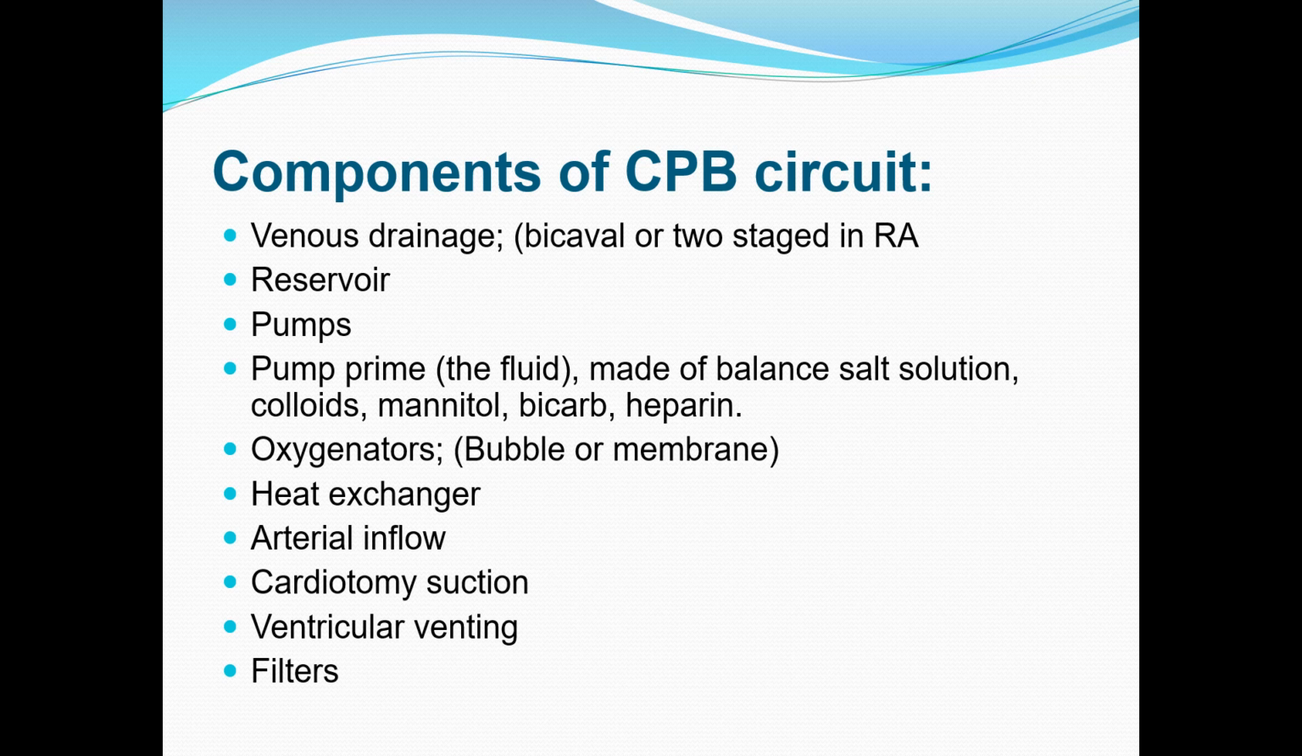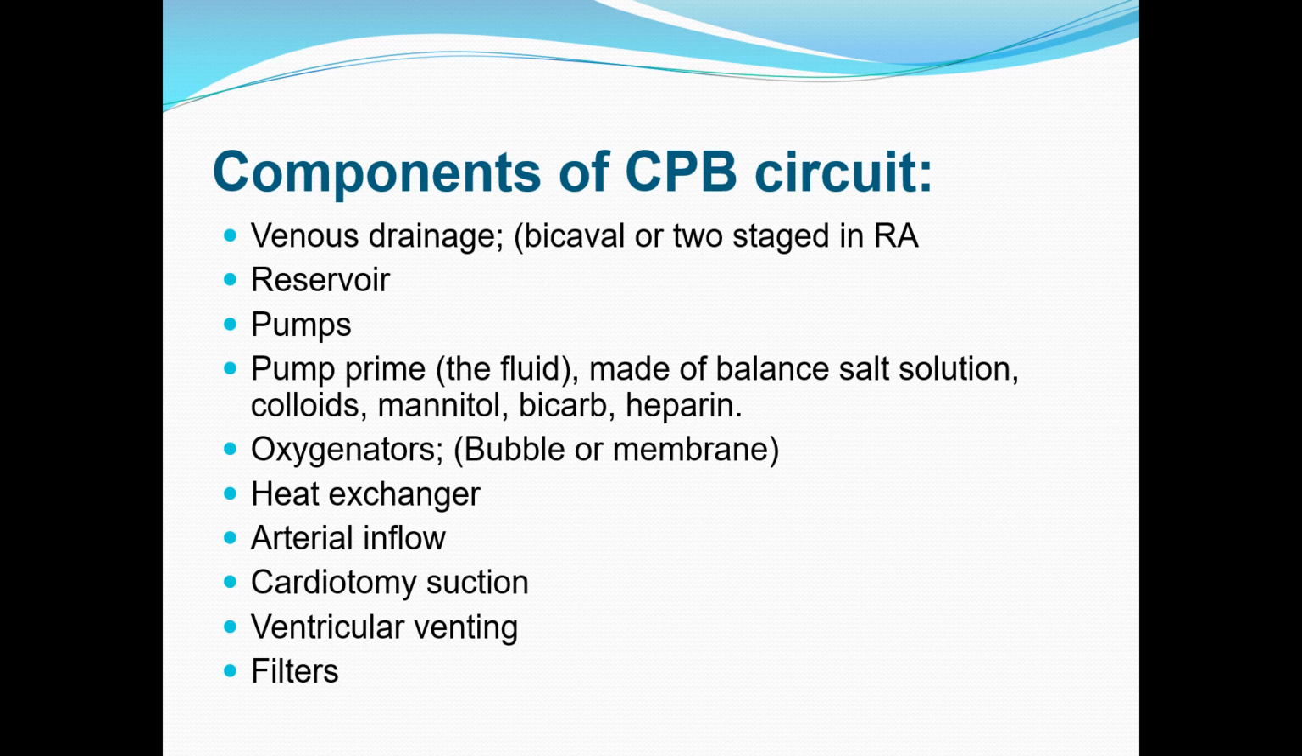So the components of the cardiopulmonary circuit: venous drainage, maybe bicaval, as I said, where we can put separate cannulas in both the IVC and SVC. This is a separate bicaval cannula. Or we may put a single cannula in the right atrium. It's called a double-staged cannula. We have a reservoir, we have a pump prime.